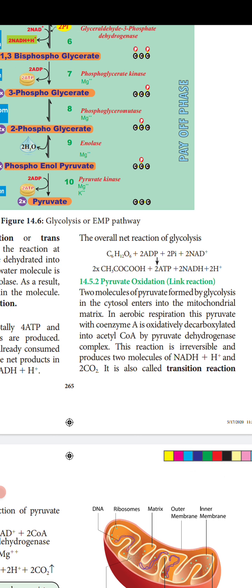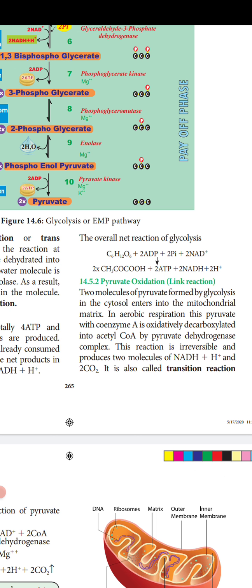So the overall net reaction of glycolysis: C6H12O6 plus 2 ADP plus 2 phosphate plus 2 NAD plus will give rise to 2 molecules of CH3COCOOH plus 2 ATP plus 2 NADH plus 2H plus.